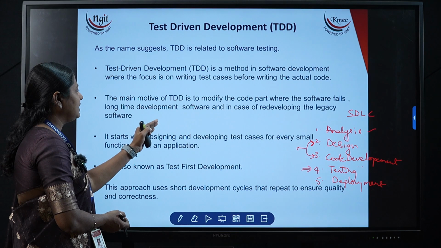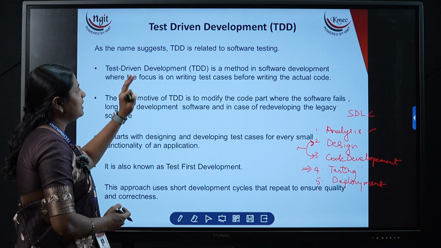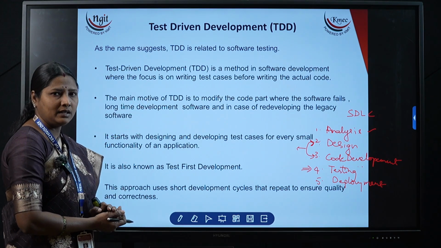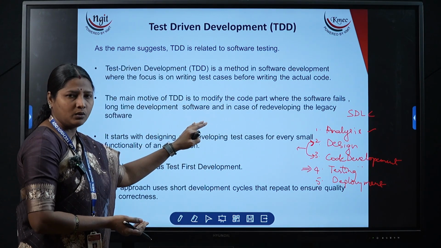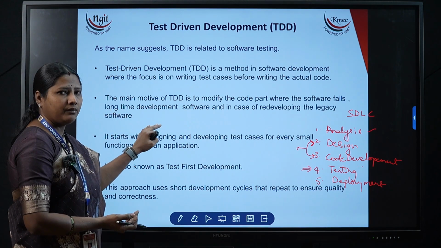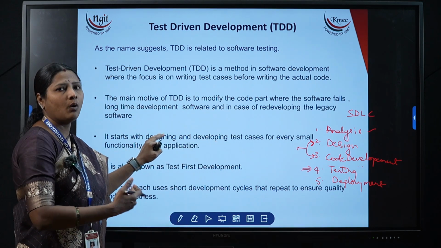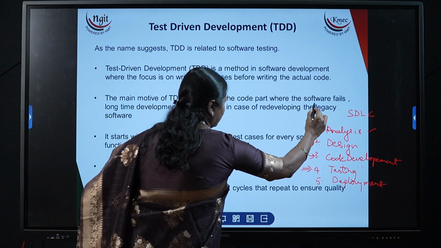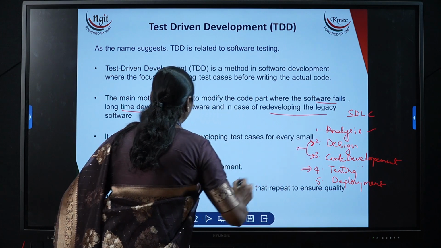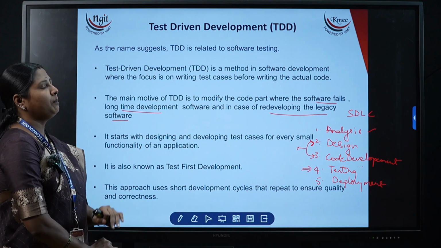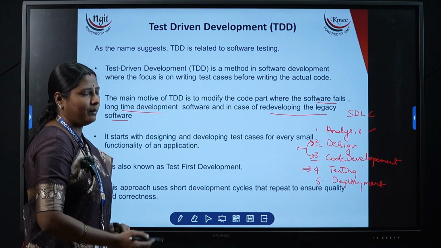The main motto of test-driven development is to modify the code part where the software is going to fail. Especially, this kind of test-driven development is used whenever the developer is going to handle failed software, long-running software development, or redeveloping legacy software, that is, old software. In all these cases, that is software failures, long-time development or redeveloping legacy software, test-driven development is applied between the design and code development.